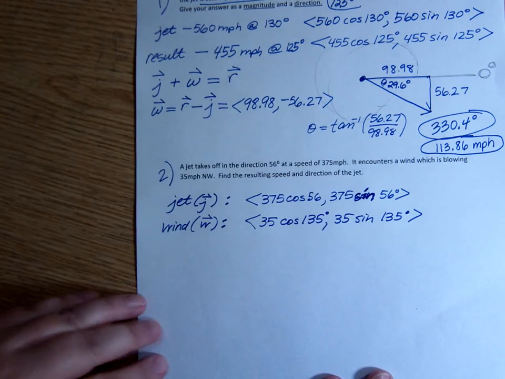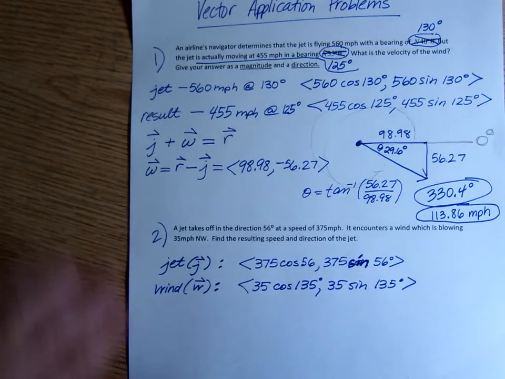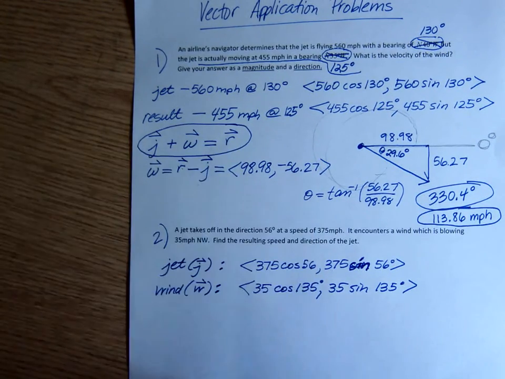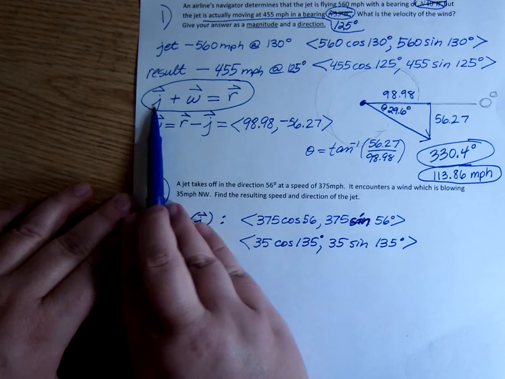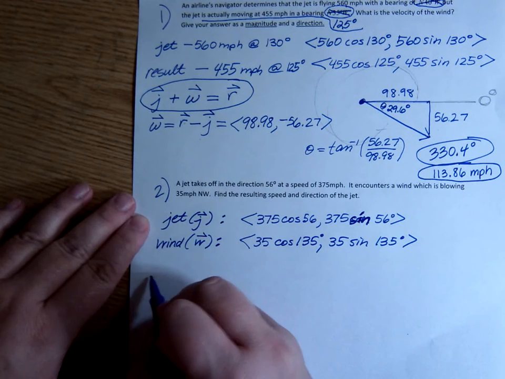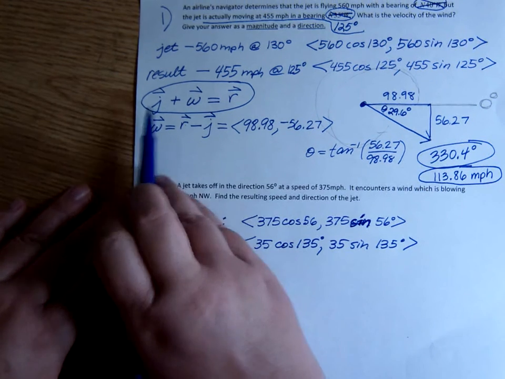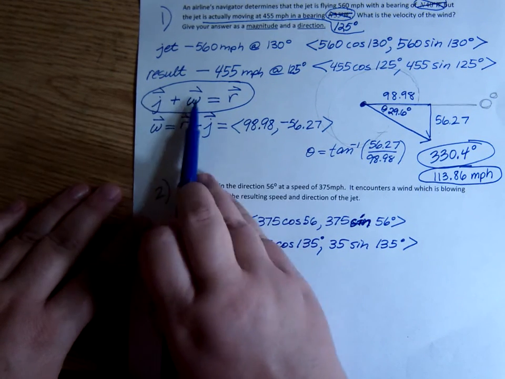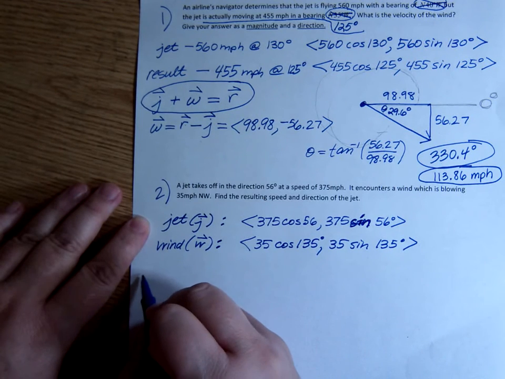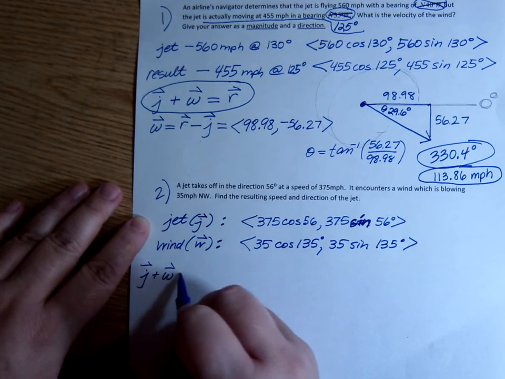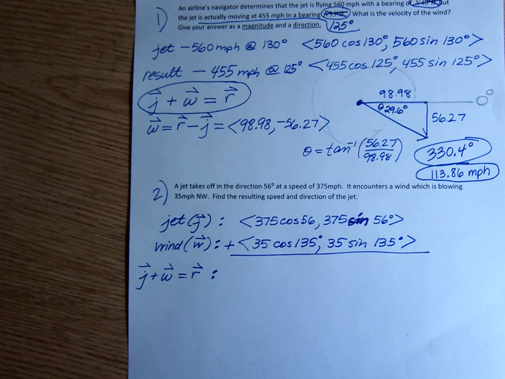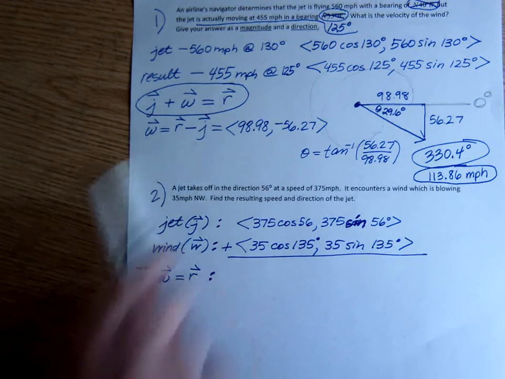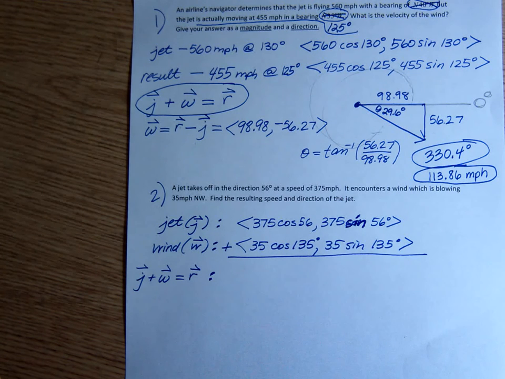Now, how do I know this one's straightforward? How did I know that I'm just adding here? Well, you're using this equation either way. It's just that what we were missing in the last problem meant that we had to subtract. This time we have J and W, so we're just adding. And J could be A for airplane, but the point is the plane plus the wind is going to give you your result. So J plus W equals the resultant vector. And so I'm adding these. They're nicely set up for me to just add top to bottom. And I've got 375 cosine 56 plus 35 cosine 135.